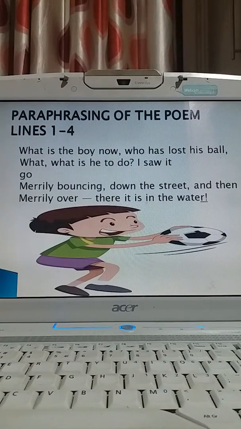Since it's a long poem and it doesn't have stanzas, I have just bifurcated the poem into lines. So we'll take the first four lines.